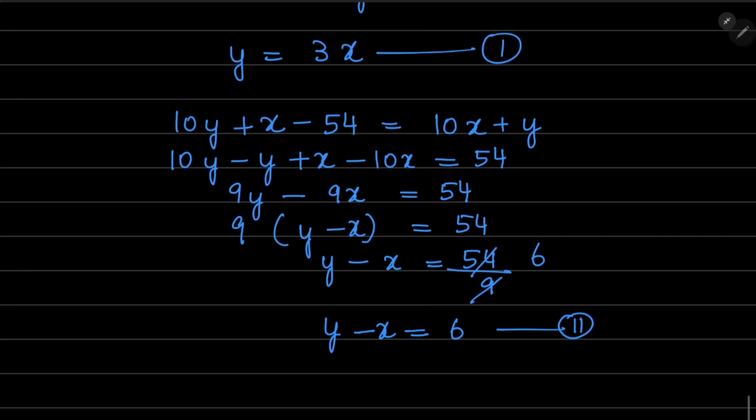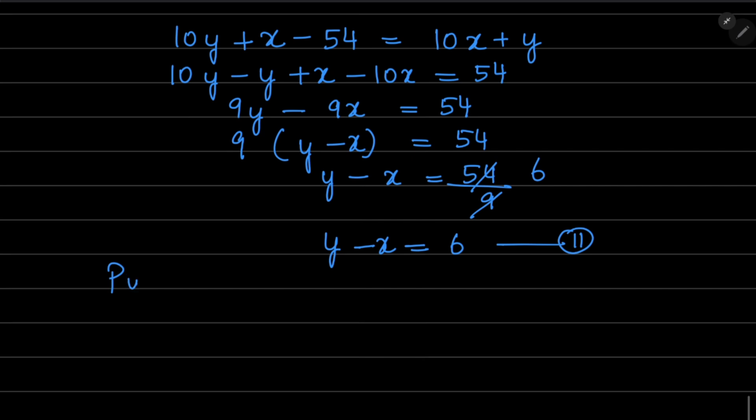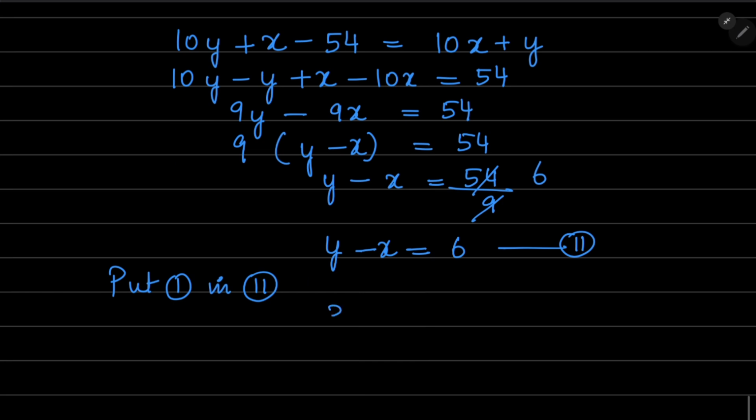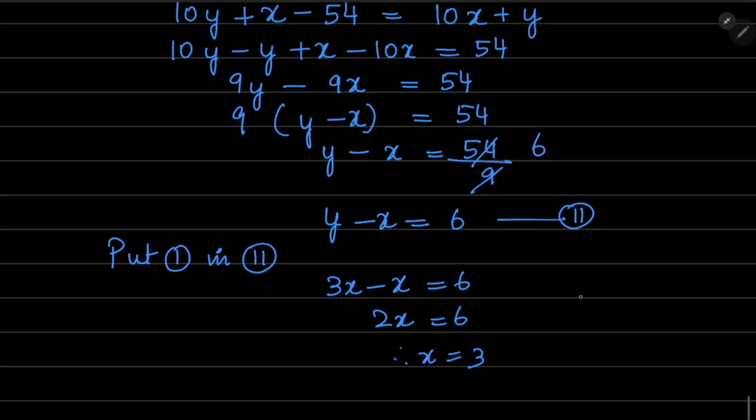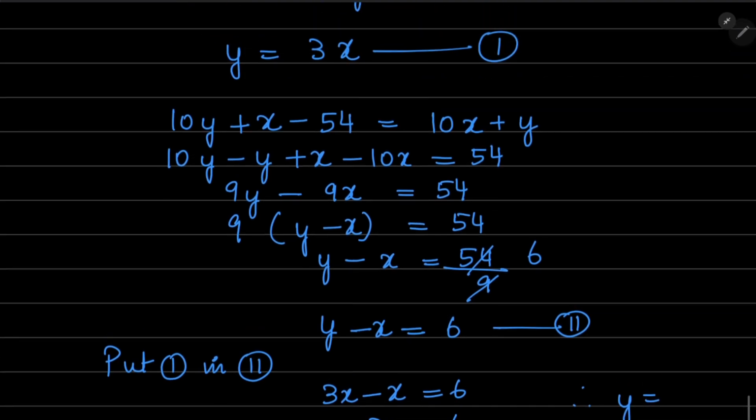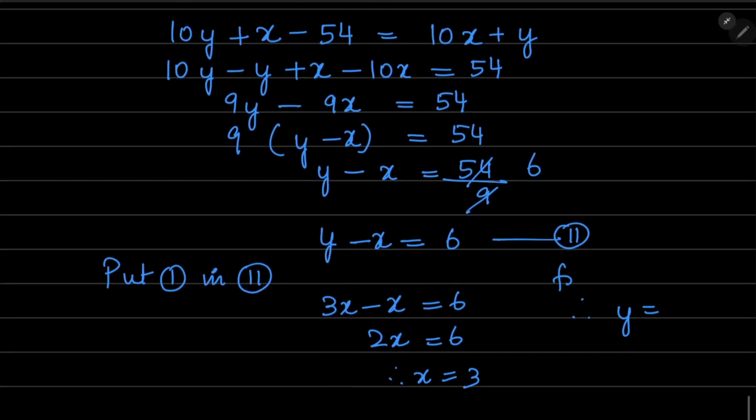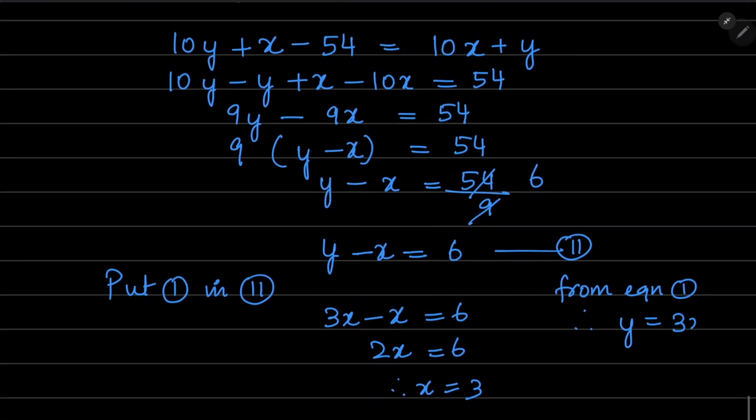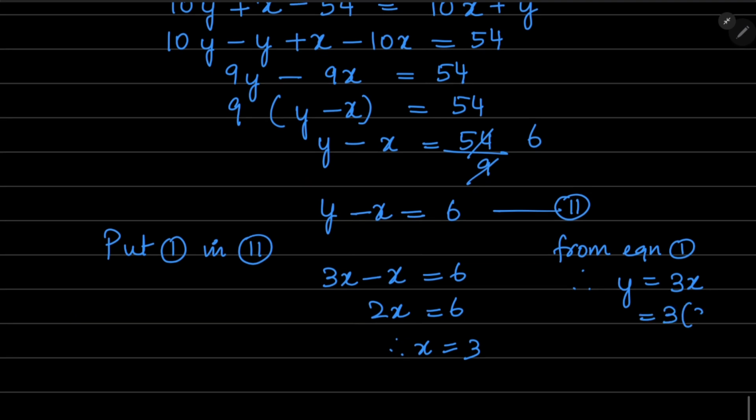Now, the first equation is y equal to 3x. So just put 1 in 2. So y equal to 3x, giving 3x minus x equal to 6. So 3x minus x is 2x equal to 6. Therefore, your x is equal to 3. If x equal to 3, then what is your y? y equal to 3x from equation 1, right? And x is 3. So y is equal to 3 multiplied by 3, 9. x is 3, y is 9.